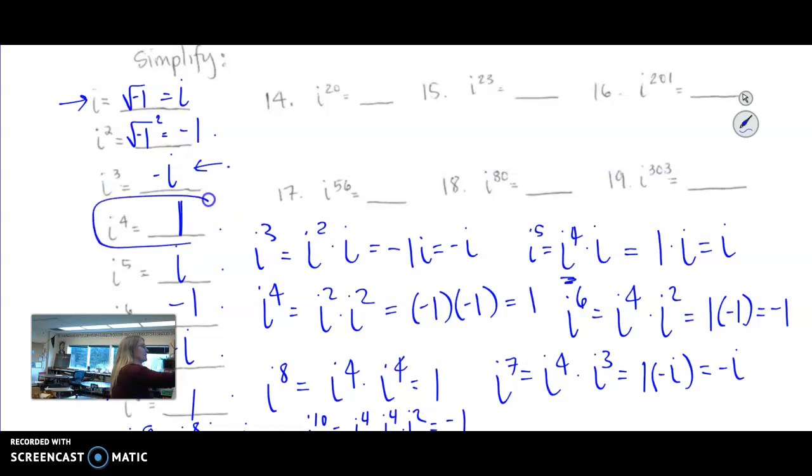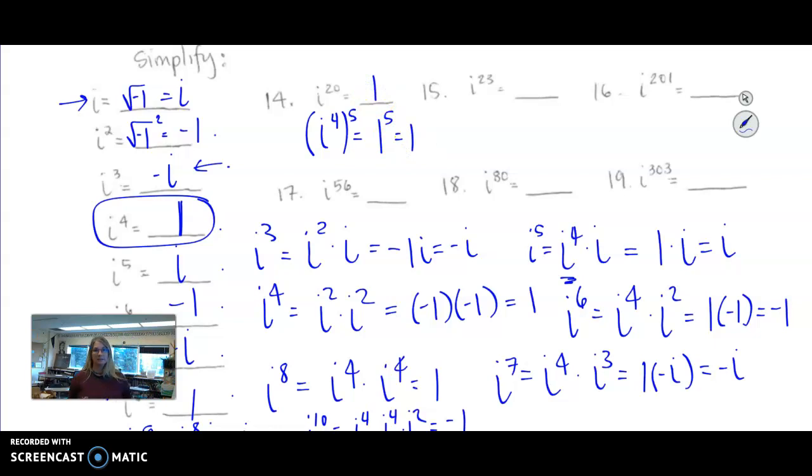So when you're trying to figure out what i to the 20th is, you need to know your rules for exponents. i to the 20th can be written as i to the 4th power to the 5th power, because the rule for exponents is you multiply those exponents together, so i to the 4th to the 5th power is equivalent to i to the 20th. So i to the 4th is 1, and 1 to the 5th is still 1.